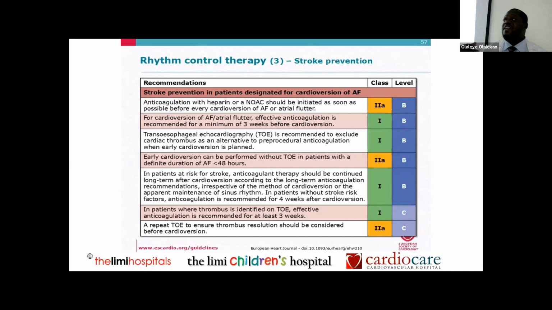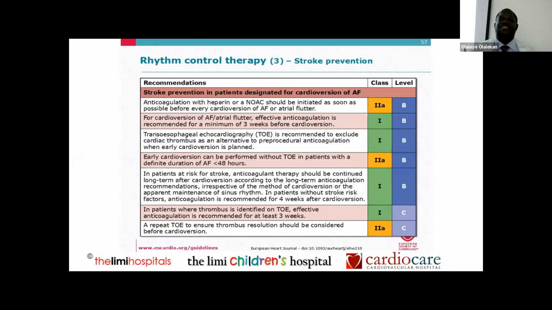For anybody having atrial fibrillation that is more than 48 hours, or where you cannot ascertain the duration, you need to anticoagulate the patient for at least 3 weeks before cardioversion, then at least 4 weeks after the cardioversion. This is so that you don't dislodge a clot and cause a stroke from the left atrial appendage after cardioversion.